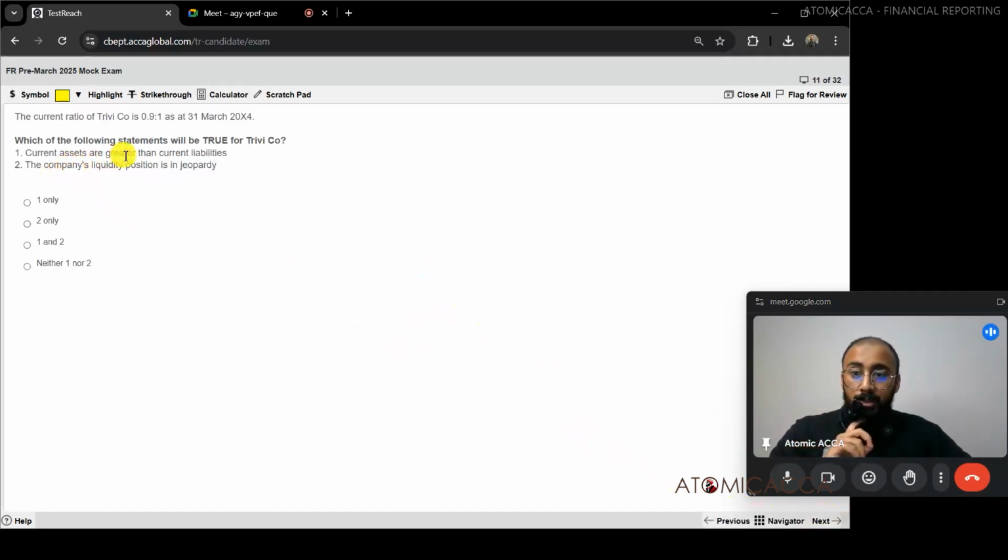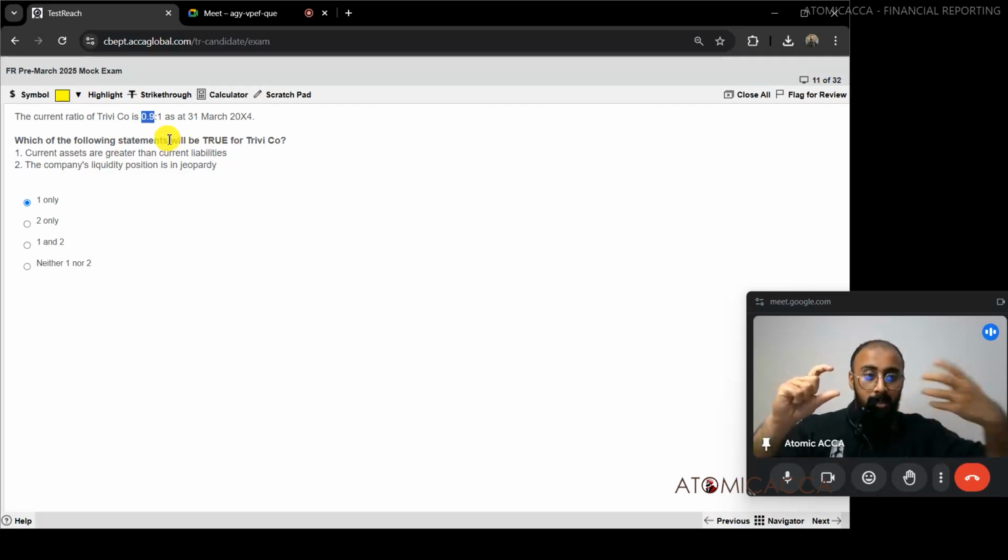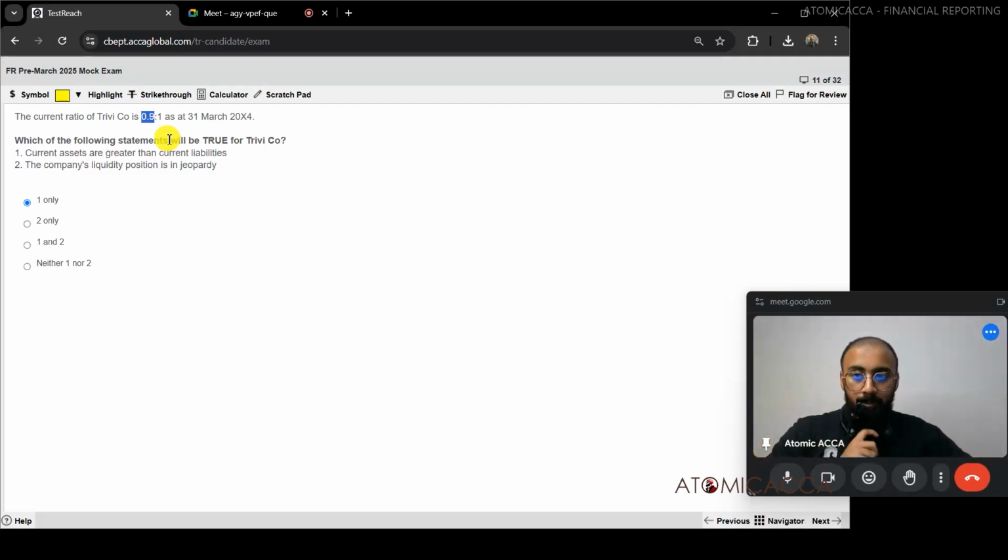Question number 11. Which of the following statements will be true for Trivi company? Okay, they're asking for true statements. Current ratio of Trivi company is 0.9:1 as at 31st March X4. What is the current ratio formula? Current assets by current liabilities. This indicates that there is 0.9 of current assets and 1 of liabilities, which means current liabilities are more than current assets in the company. First one, current assets are greater than current liabilities, false, because you can see current assets are only 0.9 and liabilities are 1. So that is out.